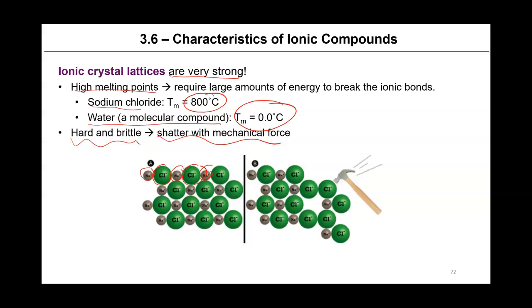But if I apply a mechanical force to one of the layers here, and I knock down those chlorides, you can see what happens now is that I have ions with the same charge that are adjacent, so they're going to repel one another, and my crystal is going to explode. So a typical characteristic of an ionic compound is that when you apply a mechanical force, it'll shatter, and you'll probably know that if you ever ground up some salt.